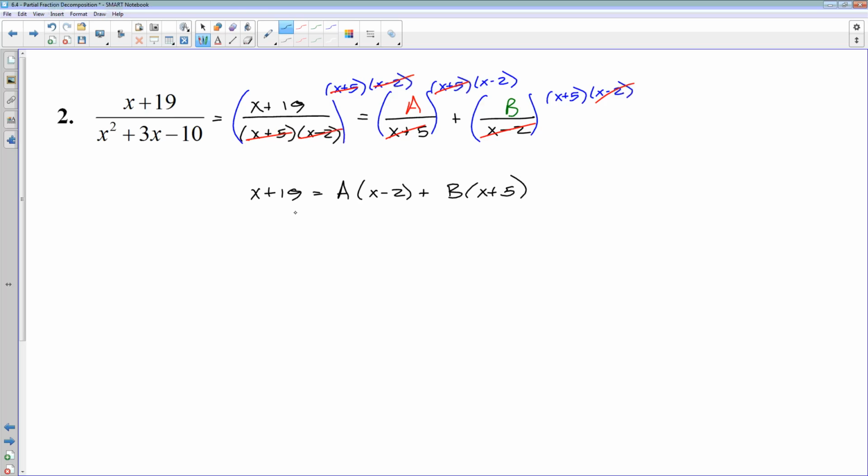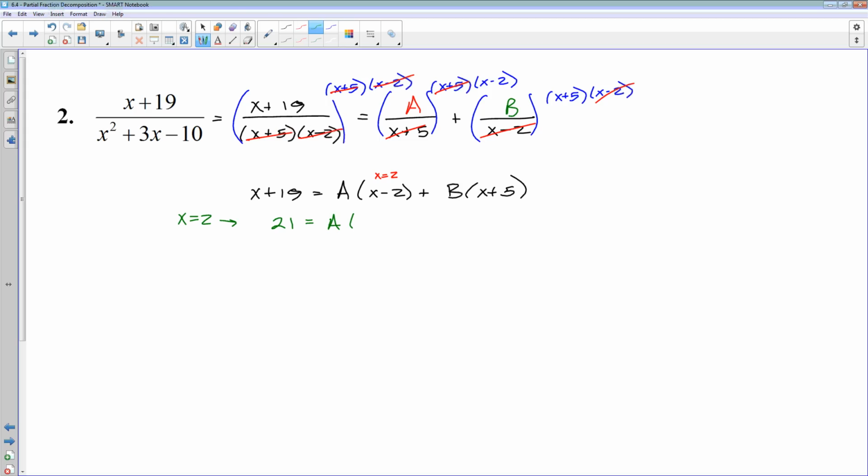Okay, now I'll look at my factors, and I look at this equation, and I wonder, what can I plug in for x that's going to make this 0? And I think, well, if I can plug in 2, 2 minus 2 is 0. So that's what I'm going to plug in first. Let's plug in 2. 2 plus 19 is 21.